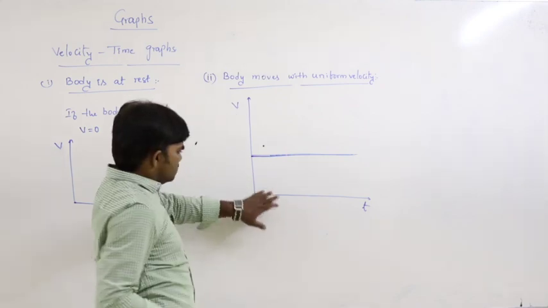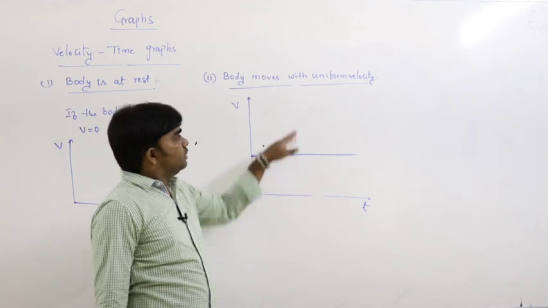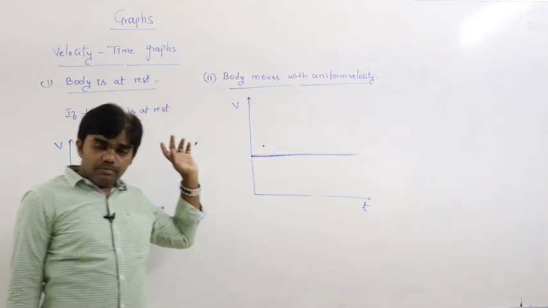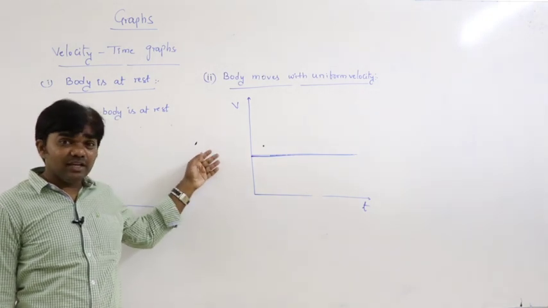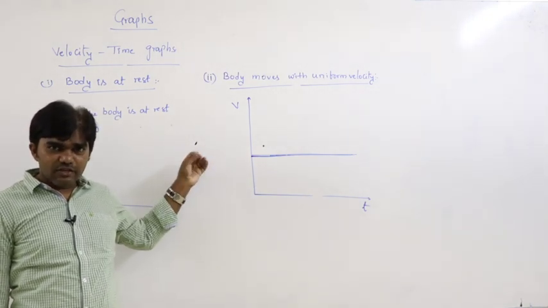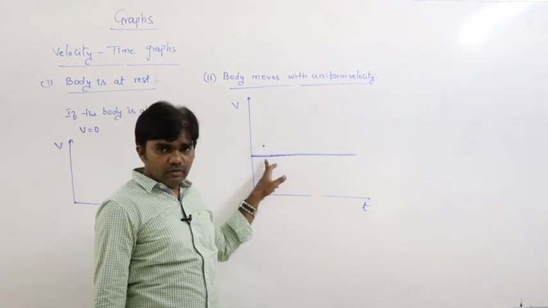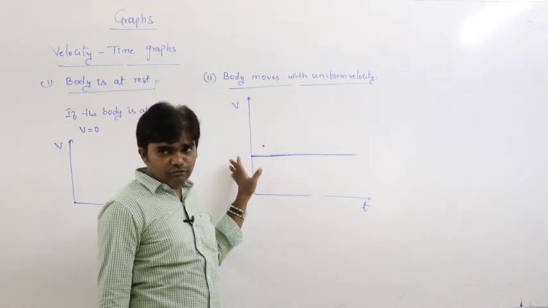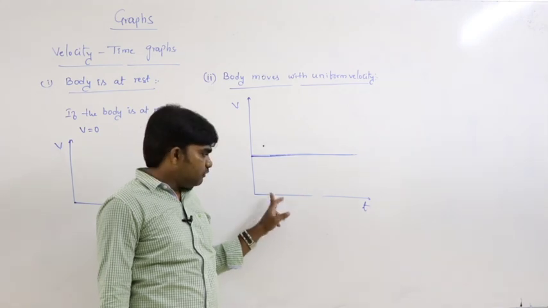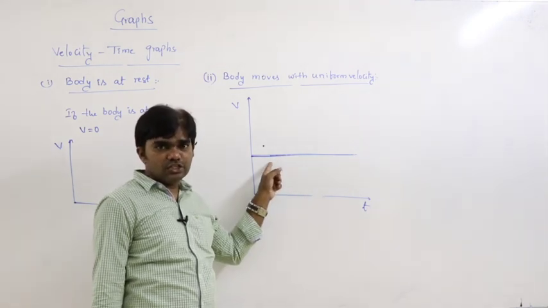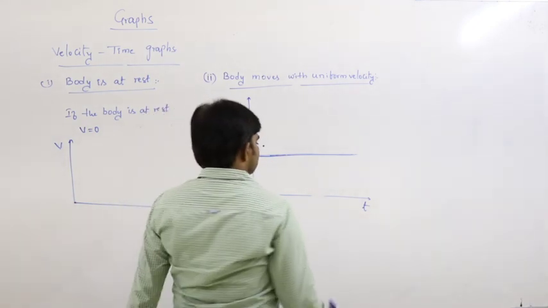Because with increase in time, the velocity of the body does not change. Previously we represented the displacement time graph, but this is a velocity time graph, so the graph is different here. We are drawing the graph for velocity and time. Of course the time changes, velocity does not change, so the shape of the graph is a straight line parallel to the x-axis.